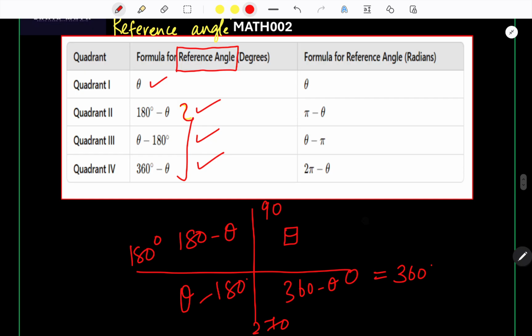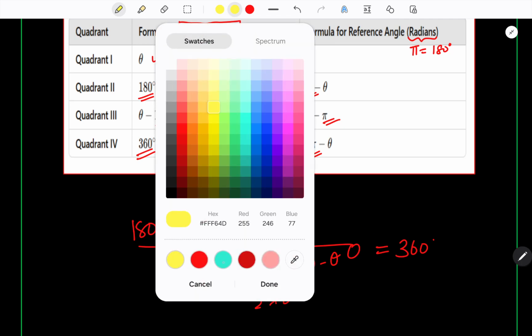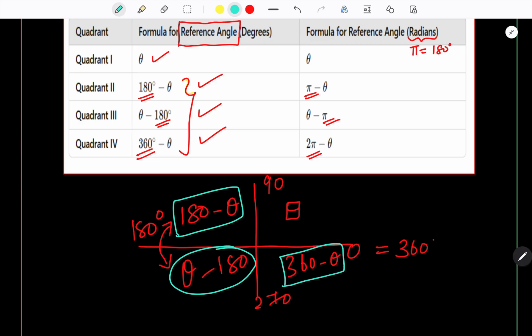Suppose sometimes you need to use radians. Degrees means unit. So we know that pi is equal to 180 degree. 180 becomes pi. 360, 2 times pi. So almost same rule you can say. So easy to remember. These two things are very easy. Flipping. 180 minus theta and theta minus 180. So this is very easy. And of course this is the last quadrant, 360 minus theta.